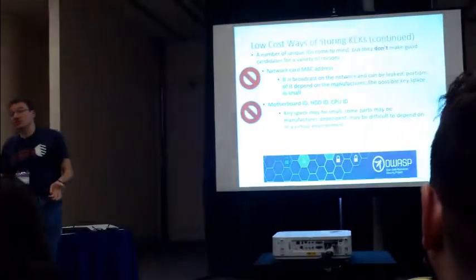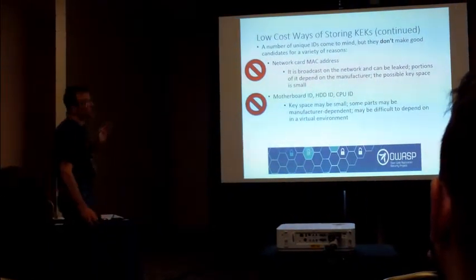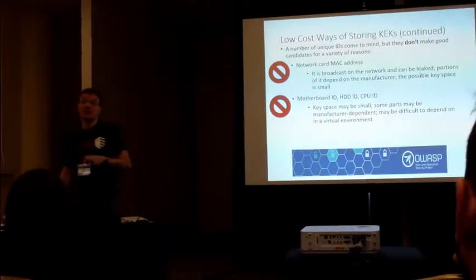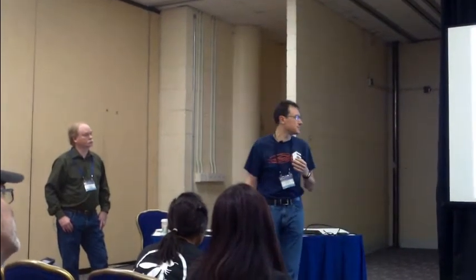Motherboards have IDs, hard disk drives have IDs, CPUs have IDs. Again, key space may be small, some parts may be manufacturer dependent, and in that case, they could be guessed. And this is something that may be difficult to depend on in a virtual environment. If you have a virtual machine that's migrated between physical servers, if you have Docker installed where Docker instances are being brought up, shut down, these things could actually change for the context of your application. So it's something hard to rely on.